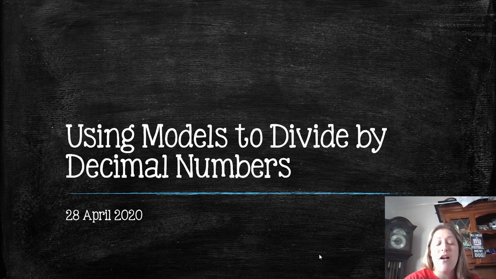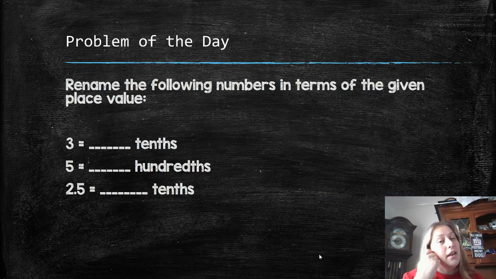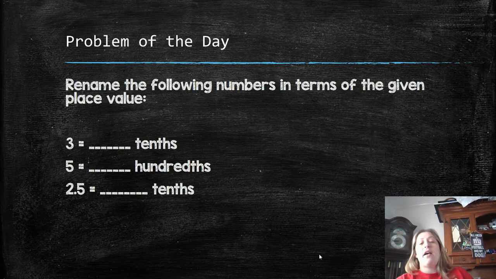Today we are going to work on using models to divide by decimal numbers. Now, yesterday we learned about dividing decimal numbers by whole numbers. So today we're going to do the opposite, okay? Stick with me. I want you to rename the following numbers in terms of the given place values.